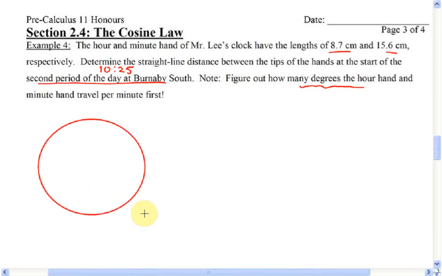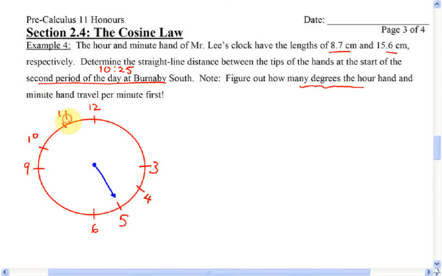Okay? Now, notice with the clock, here's 12, here's 3, here's 6, here's 9. And then, of course, because it's 10:25, the minute hand points to what number? What number does the minute hand point to? The 5, right? For 25.